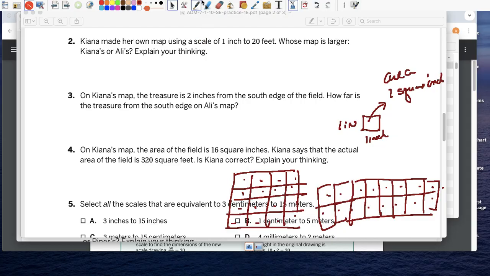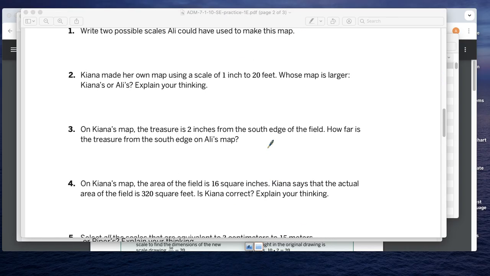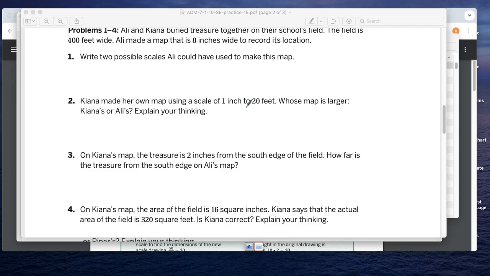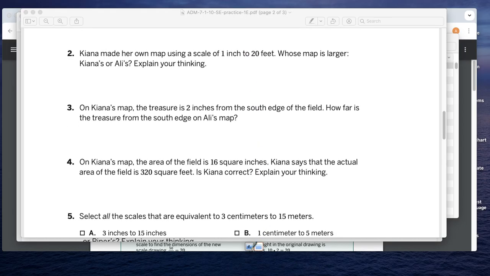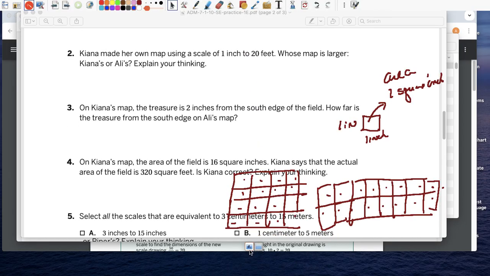Now, here comes the tough part to explain. Let's change that using the scale on Kiana's map. Okay, so we'll just go up a bit. I forgot the scale on Kiana's map. It's 1 to 20. Okay, so on Kiana's map, right?